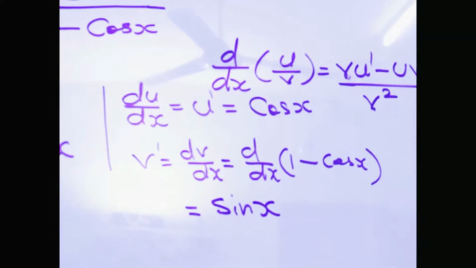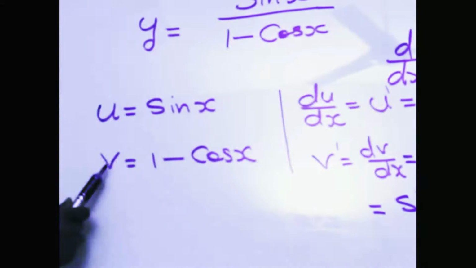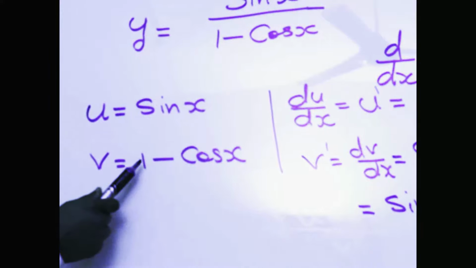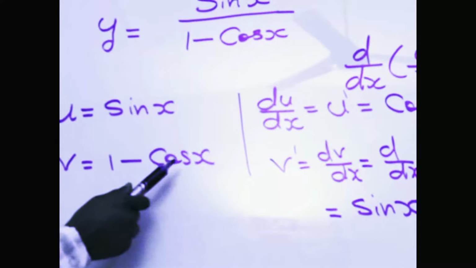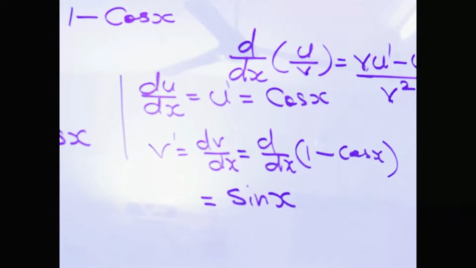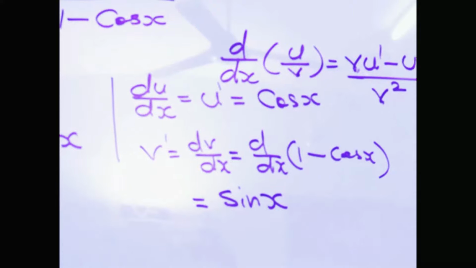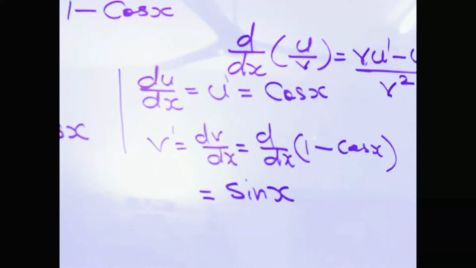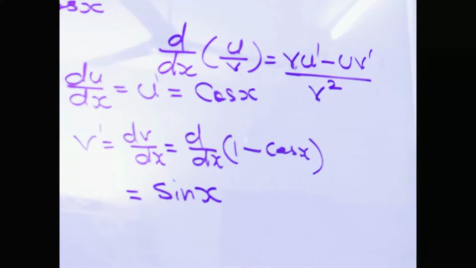So the differential of u is u dash, and we are getting cos x. The differential of v is v dash: the differential of 1 is 0 and the differential of cos x is minus sine x, and the minus sign is already there, so minus into minus becomes plus. So v dash is sine x. Then we have all the terms, so we go directly to the quotient rule.